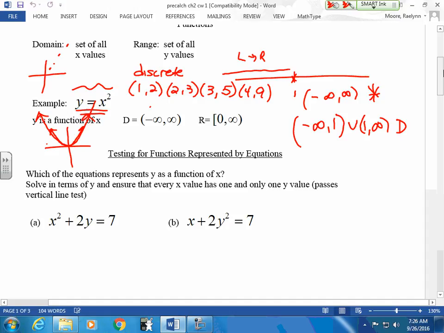So which of these equations represents y as a function of x? So we're going to take this and we're going to solve in terms of y, and we're going to make sure that every x value has one and only one y. So if we solve this in terms of y, I'm going to subtract the x squared. I'm going to divide everybody by 2.